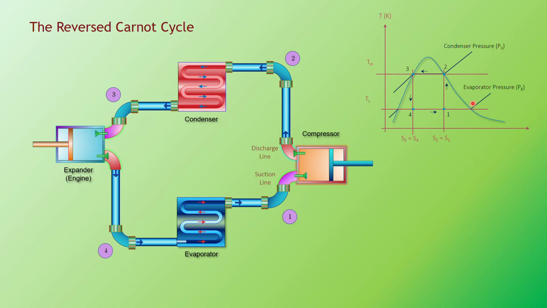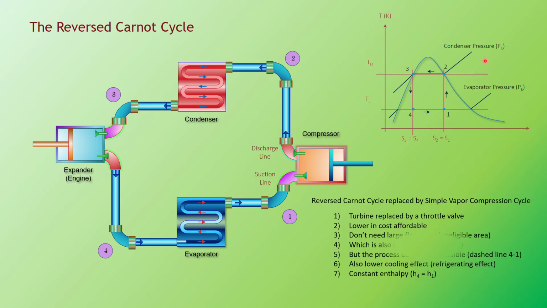So this is your TS diagram. That is your evaporator pressure and condenser pressure. Now, the reverse Carnot cycle will be replaced by what we call a simple vapor compression cycle. Because even though the reverse Carnot cycle is an ideal cycle, it is impractical to work as a refrigerator. Therefore, it is modified and called a simple vapor compression cycle.